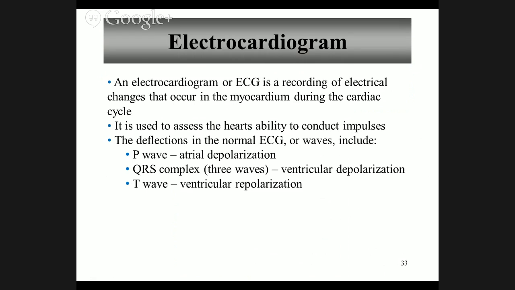Next, we'll talk about ECGs. An ECG is a recording of electrical changes that occur in the myocardium during the cardiac cycle. It's used to assess the heart's ability to conduct impulses. Deflections in a normal ECG, or waves, include a P wave, which is atrial depolarization, the QRS complex, which is actually 3 waves, that represents ventricular depolarization, and the T wave, which represents ventricular repolarization.